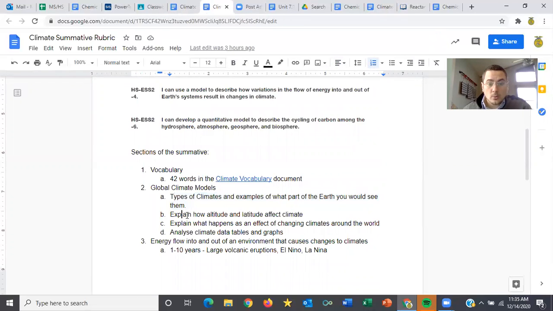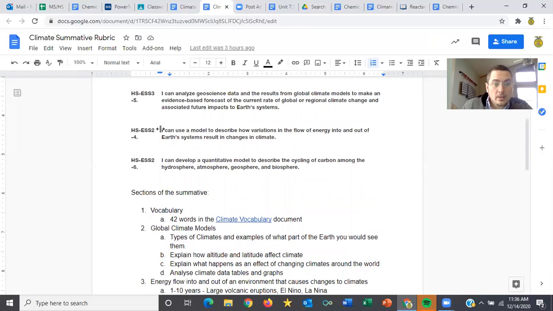So you need to understand how altitude and latitude affect climate. You need to be able to take data, data that's either in a table or a chart or a graph, and be able to interpret it. So we've done a lot of work over the last few years in middle school with graphing and being able to read tables and graphs. You need to be able to put that to work to apply it to what effects that trend or that data could have on climate moving forward.